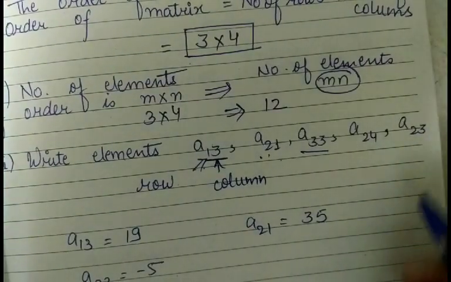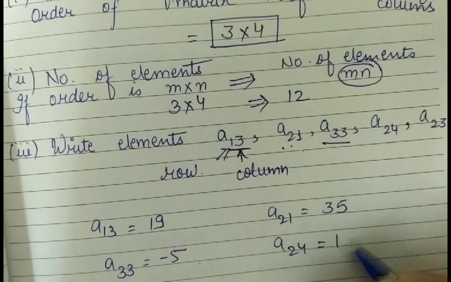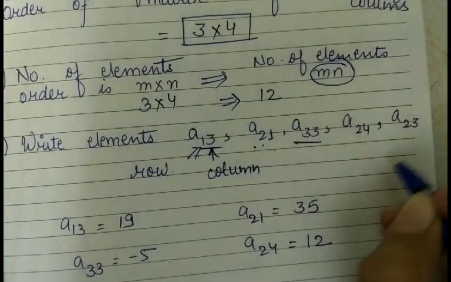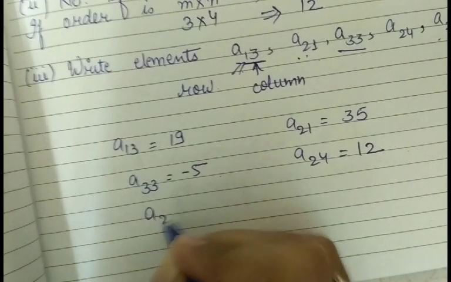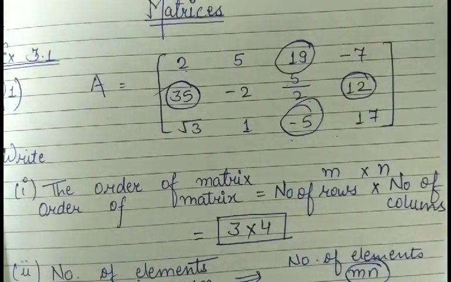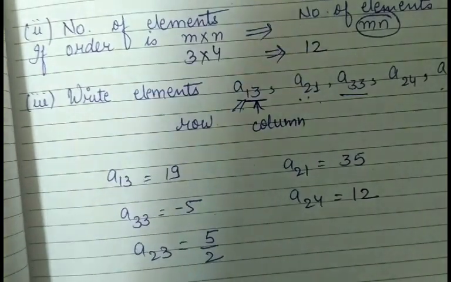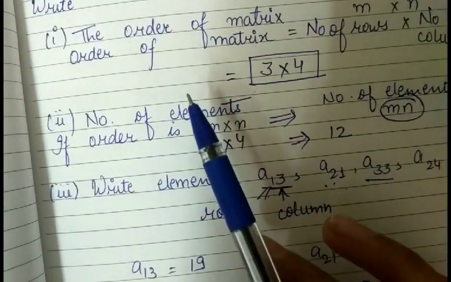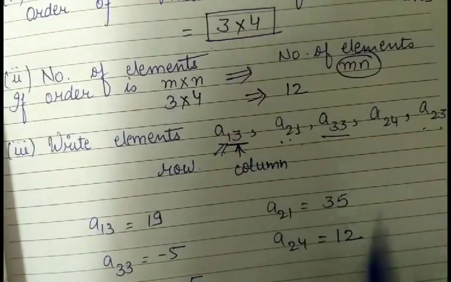Next it is asked A24, element of the second row and the fourth column, that will be 12. A24 will be 12. Next, element of the second row and the third column, A23, that is 5 by 2. So we have written here the order of the matrix, number of elements of the matrix, and the elements that are asked.